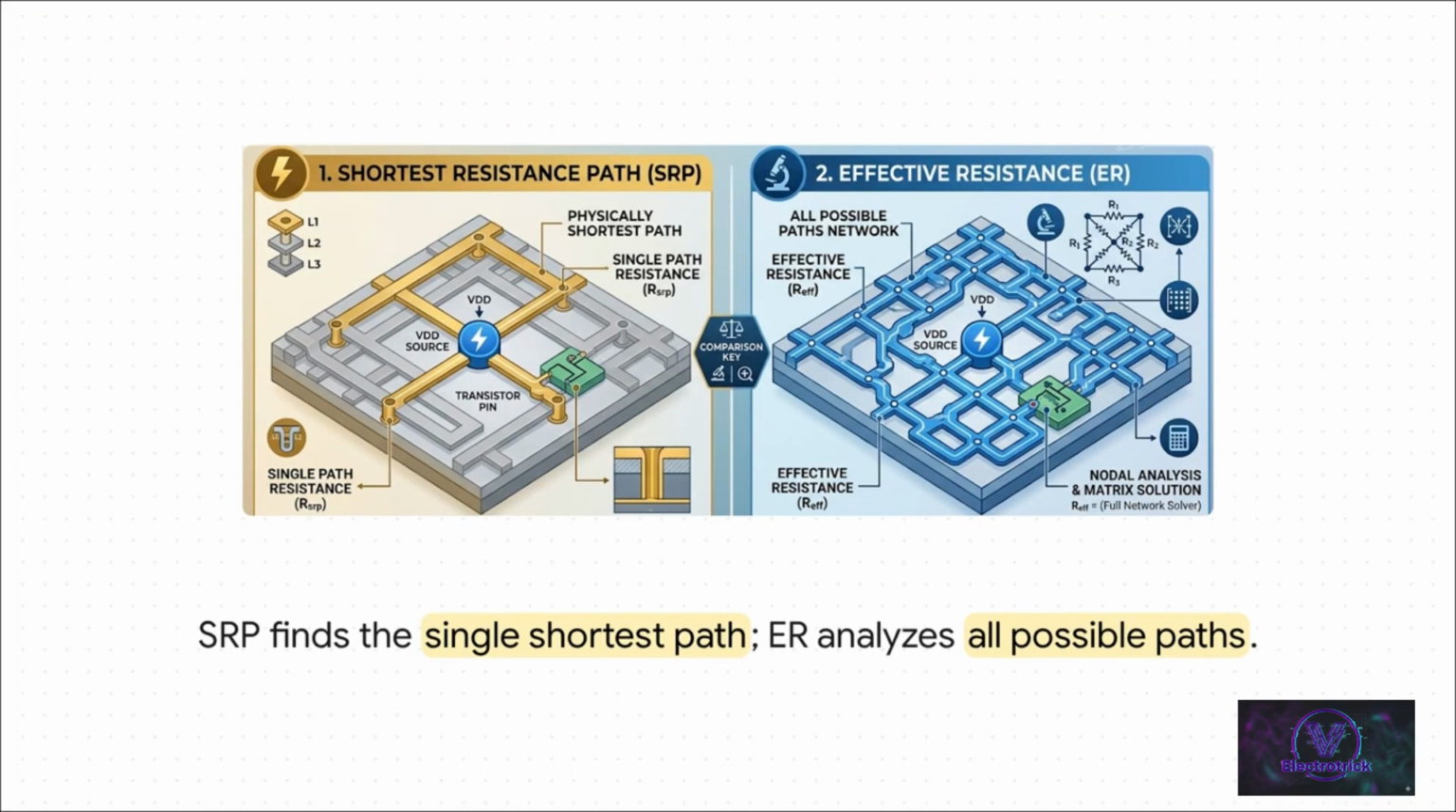This slide really just nails the difference visually, doesn't it? Over on the left, you've got SRP. It's simple. It just finds the one single physically shortest path from the transistor back to the power source. But look on the right. That's ER. It's way more comprehensive. It's analyzing the entire network and considering all the possible parallel paths that the current could take.